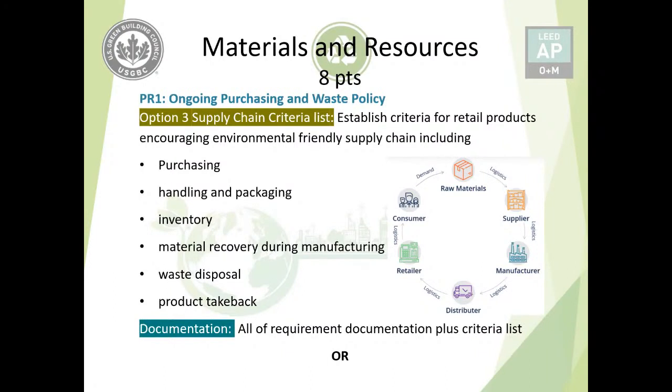Option number three, supply chain criteria list. To establish the criteria for all the retail products that are to be sold to the customers, and to have an encouraging environmental friendly supply chain. Now, what is supply chain? From the raw materials to the consumer. So the purchasing of the materials should be sustainable materials, and the handling and packaging materials in which they are to be packed should be sustainable or at least certified by a relative entity, and the inventory should be less in order to have less waste.